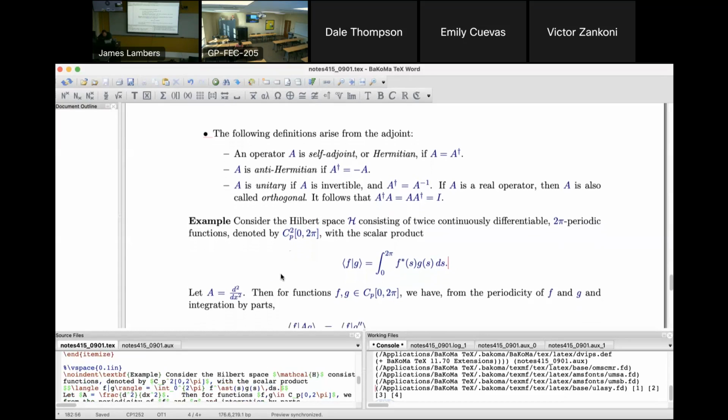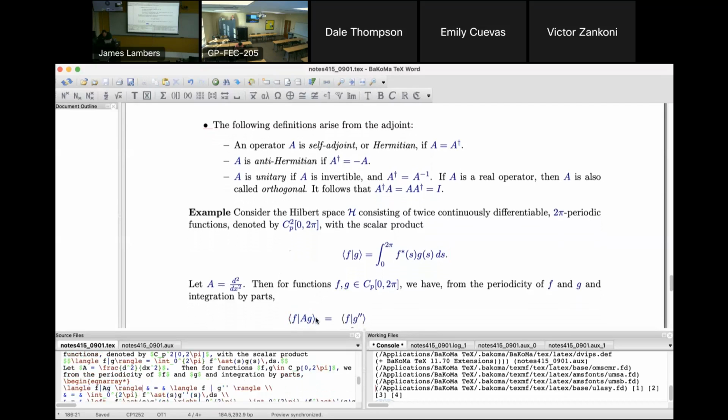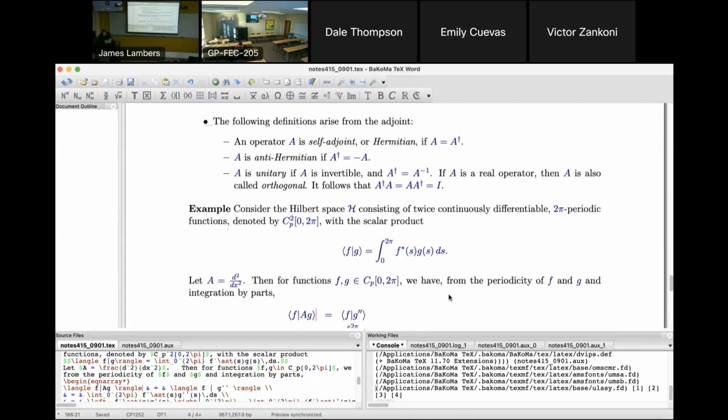So to find its adjoint, I start with the scalar product of f and Ag, which would be g double prime in this case. And I want to find a way to rewrite this scalar product as the scalar product of some operator applied to f with g. So in other words, I want g by itself and some operator applied to f. So I'm going to carry out integration by parts because the scalar product is an integral, and we'll see what we get.